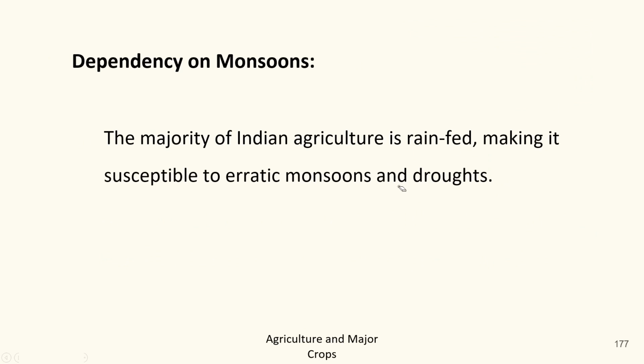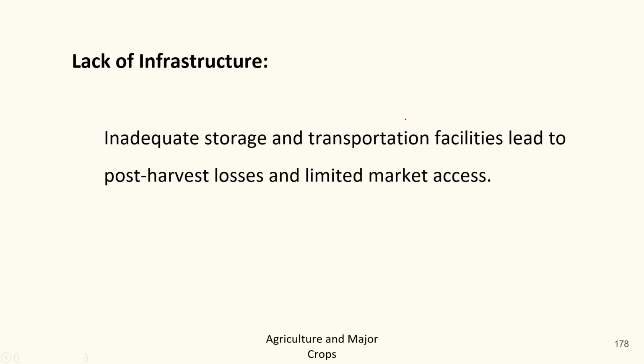Now come to our next problem. Dependency on monsoons. We know that the Indian monsoon has a great impact on agriculture because in India, we do not have a good amount of irrigation facilities. So if the rain is good, the production is good. If the rain is bad, the production would be bad. Lack of infrastructure. As I have told you, there are no good facilities of storage so that the crops could sustain longer. There are no good facilities for transportation.